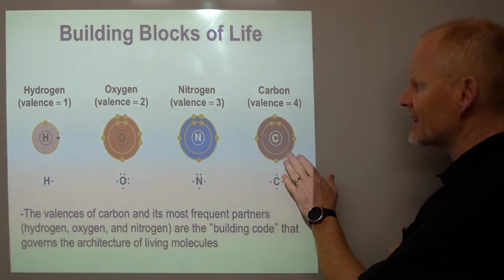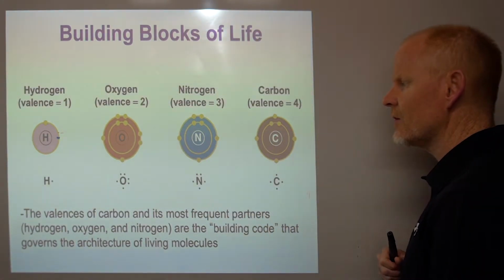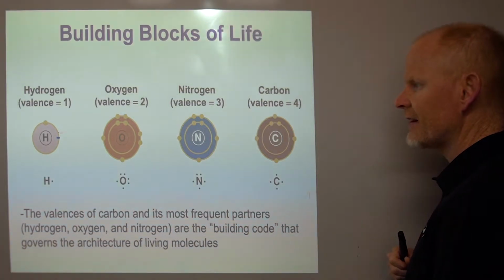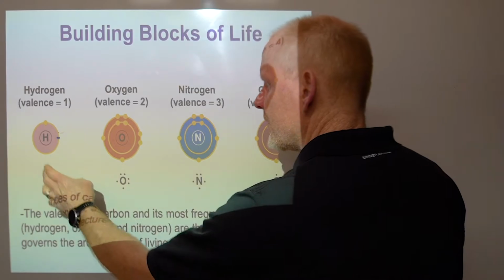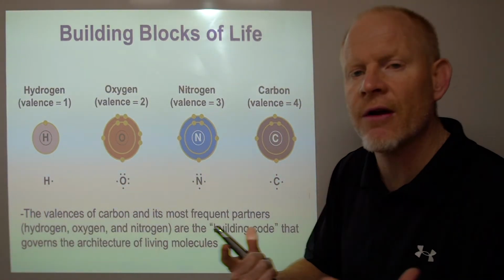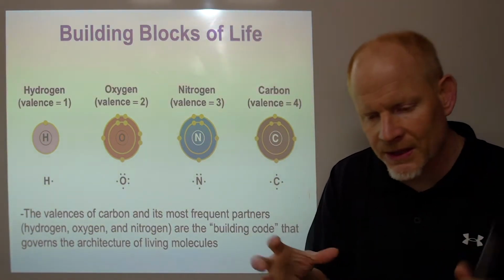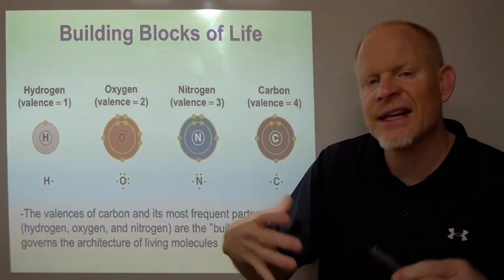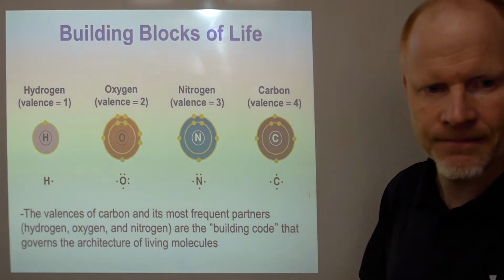The valence of carbon, as I mentioned, is 4. Nitrogen has 3 single electrons in its outer shell, so it's got a valence of 3. Oxygen has 2, so it's a valence of 2, and hydrogen has 1. All of these can participate in 1, 2, 3, or 4 chemical bonds, and so you can organize them in a whole bunch of different ways to form basically an infinite number of very large macromolecules.